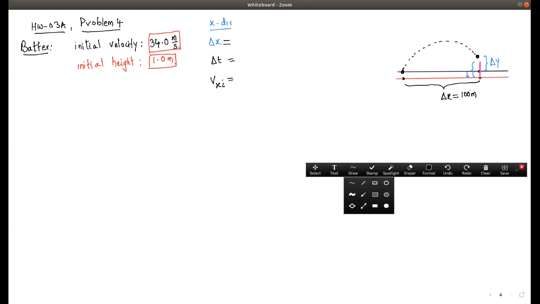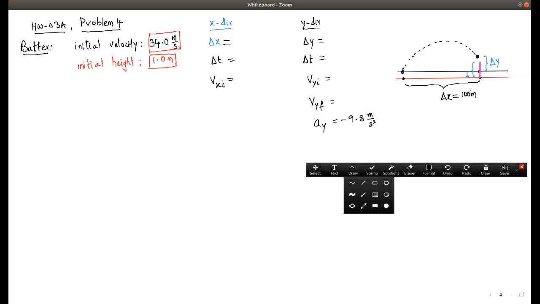And in the y direction, I have delta y, delta t, which is common in the two, vy initial, vy final, and acceleration in the y direction, which I immediately say is minus 9.8 meters per second squared.